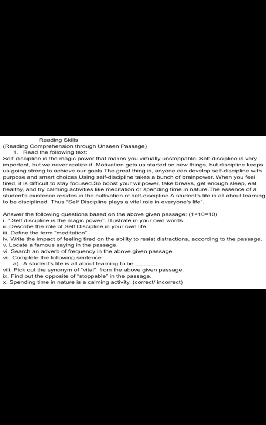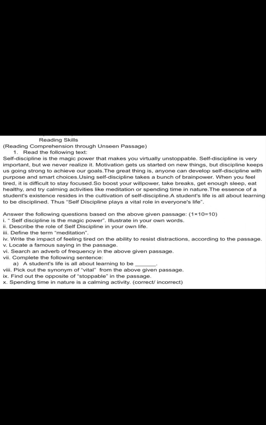So a child can tell whatever the child is thinking, that can be a famous saying. Self-discipline is magic path. Motivation gets started on new things. Whatever the child thinks. Locate, and after that, search for an adverb of frequency in the above given passage.